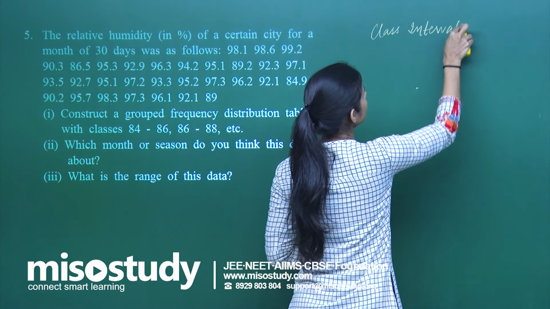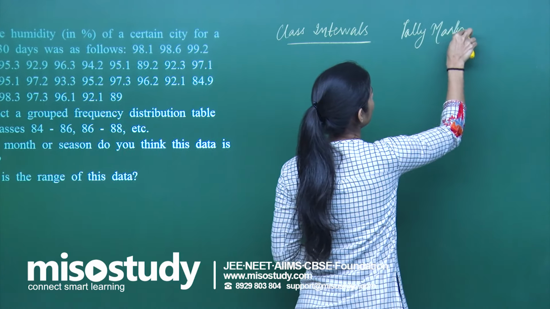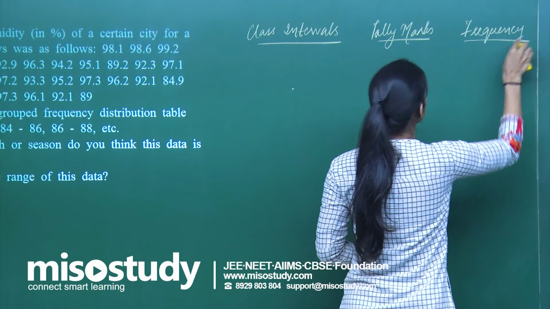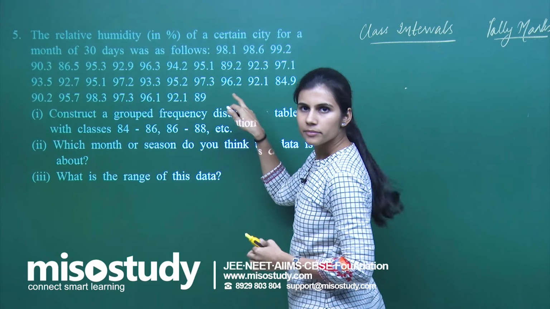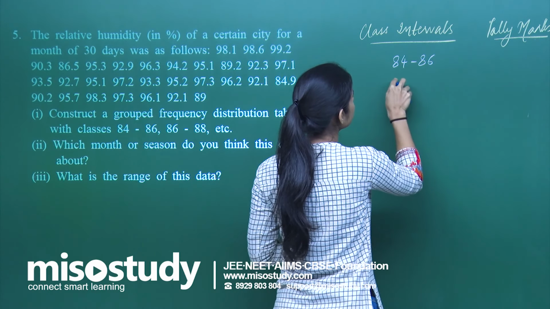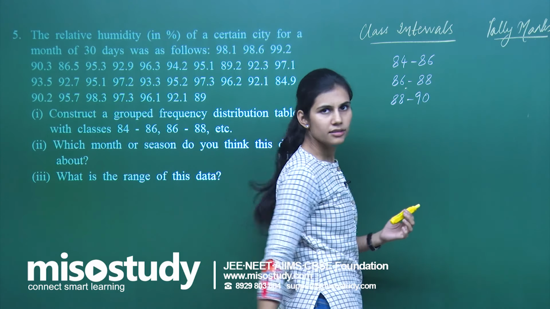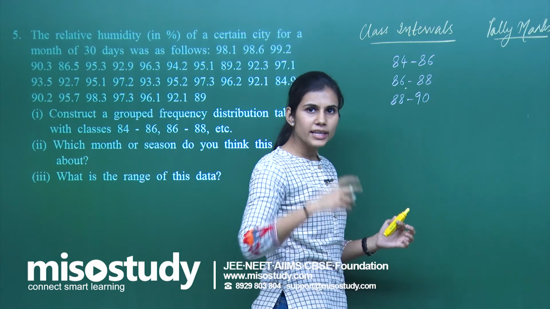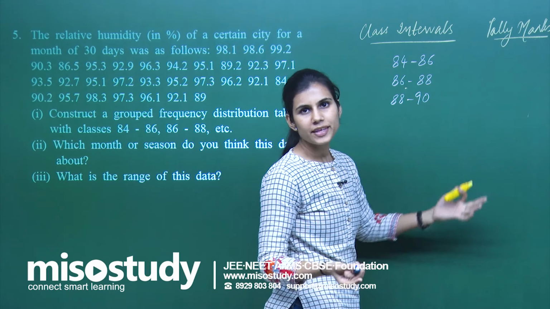So I'll have class intervals, tally marks and frequency. Clear? Now it's given to you 84 to 86. There is no value beneath 84, so I am going to take 84 to 86 as the first class interval. Next is 86 to 88, then 88 to 90. What is the class size? Of course you can judge, it is 2. In 84 to 86, I am including 84 and 85, that is it. 86 is not included here, it is included in the next class interval. It is again the exclusive case.